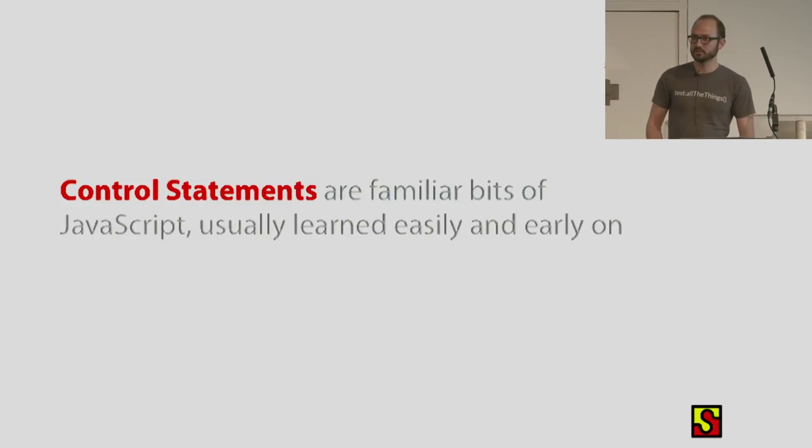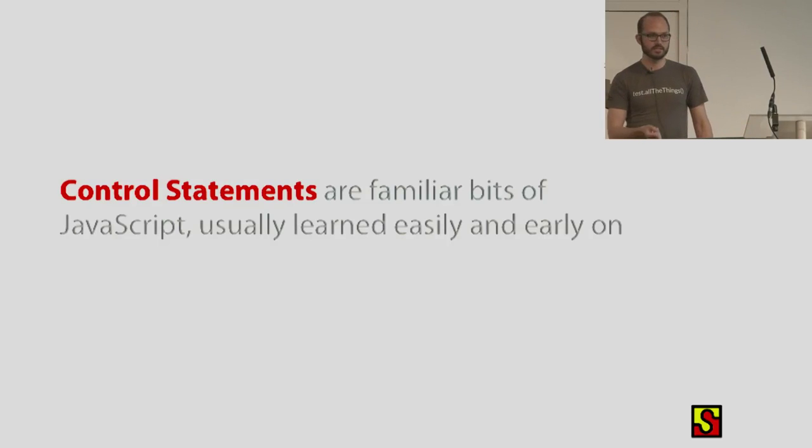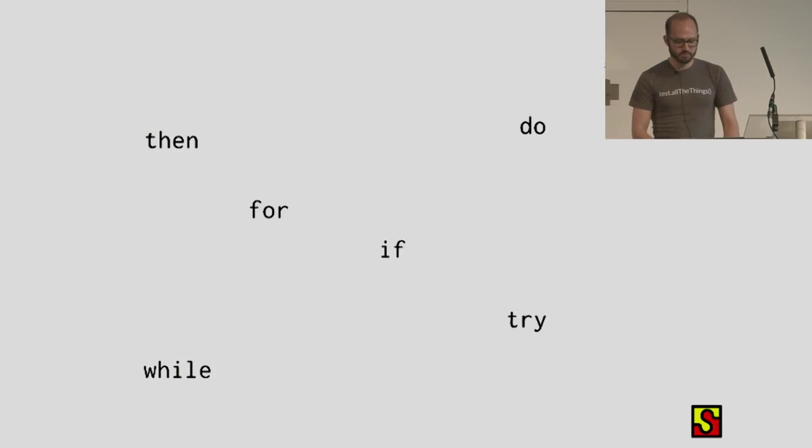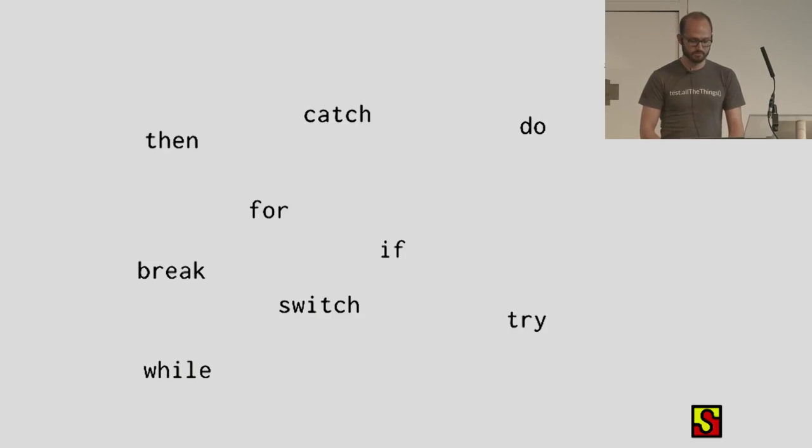So in JavaScript, control flow is mediated by these things called control statements, which are most of the keywords of JavaScript that you probably learned when you first learned JavaScript. Things like if, then, for loops, while loops, try, catch are also, I think, control statements, switch, and some lesser known ones like break or continue, which can also be really useful in looping contexts. Return also can be a very useful control statement sometimes.